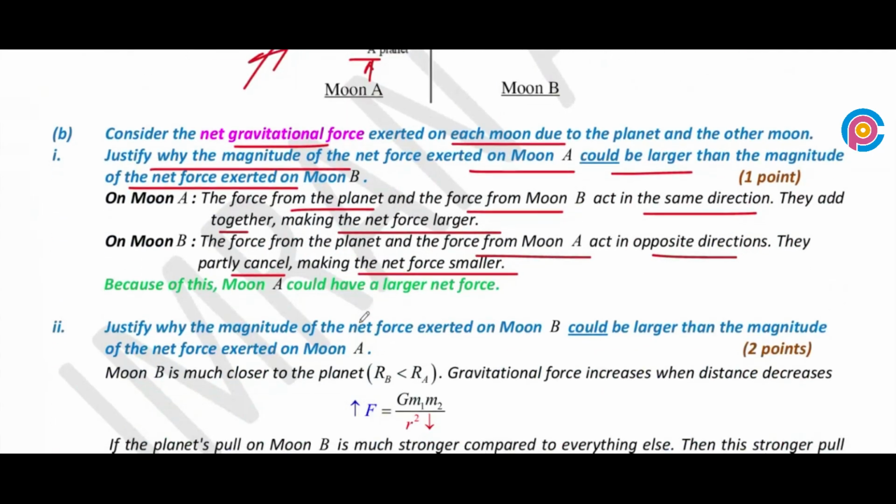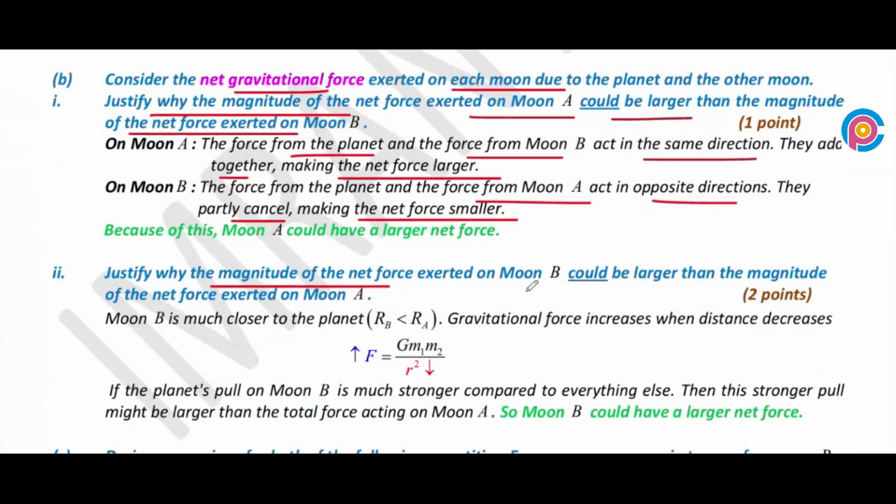Okay. Now, the next part of the question: justify why the magnitude of the net force exerted on moon B could be larger than the magnitude of the net force exerted on moon A. We have to find out the reason. How is it possible that the net force on moon B can be greater than that on moon A? Moon B is much closer to the planet. The distance RB from the planet is much less than RA. Gravitational force increases when distance decreases. So if R is less, then the gravitational force of attraction is much larger.